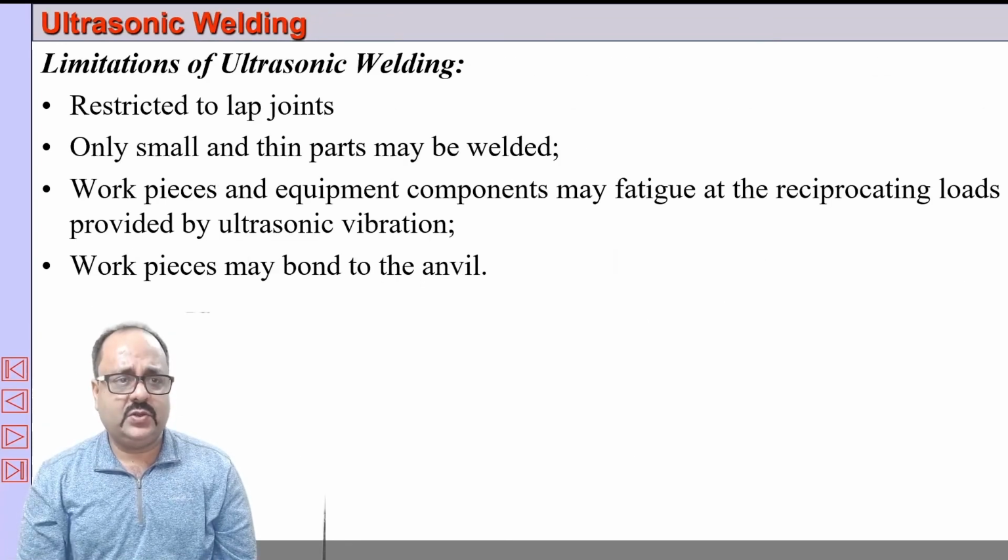Limitations also exist. It is restricted mainly to overlap joints or lap joints. Only small and thin parts can be welded. Thick parts are difficult to weld. Thin to thick you can join easily. Thick to thin is difficult to weld, and thick to thick is very difficult to weld.